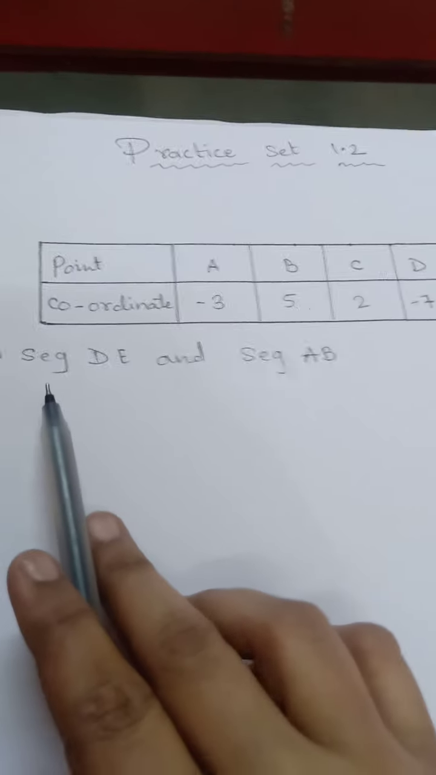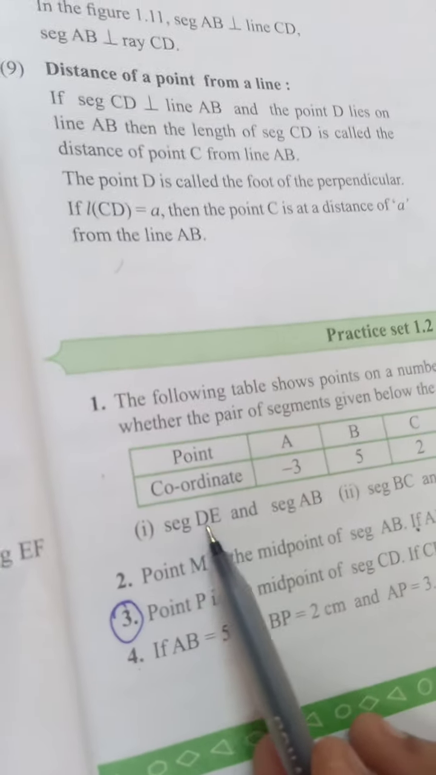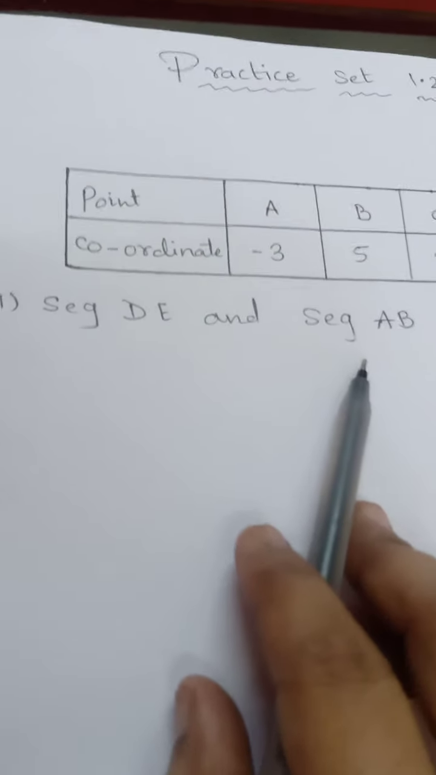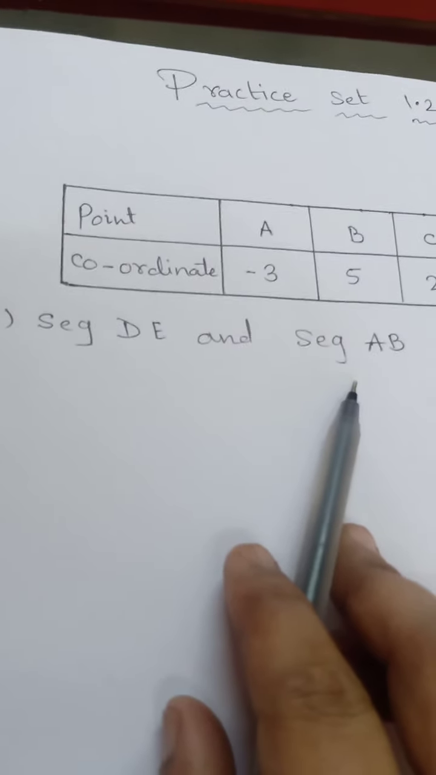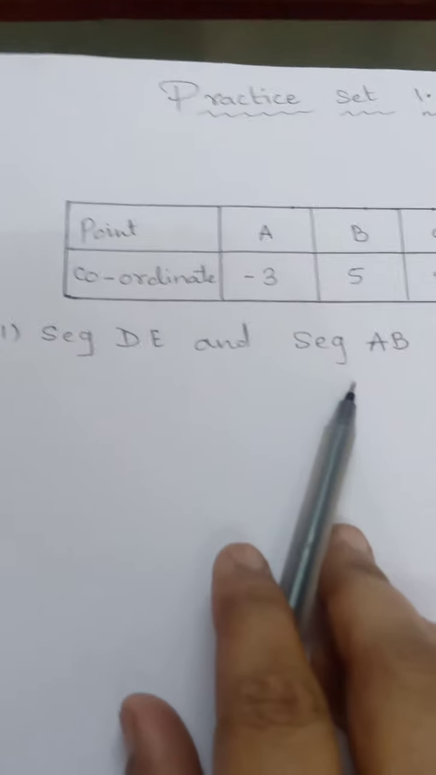And this is the first sub question, that is segment DE and segment AB. See here, the first sub question is segment DE and segment AB. So now we will decide whether these two segments are congruent or not congruent. I have already explained the method of how to show whether they are congruent or not.